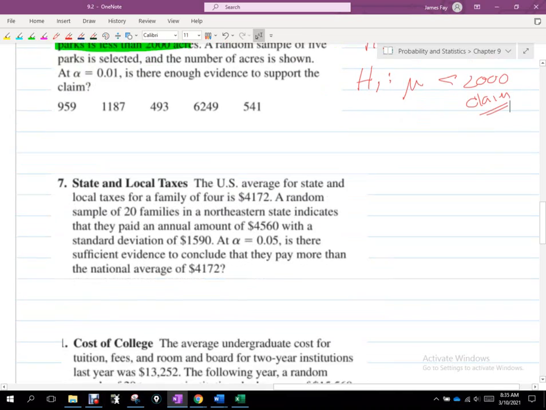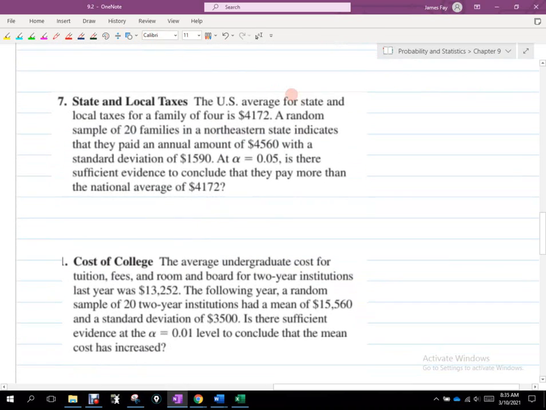Number 7 is a little bit different. It says the U.S. average for state and local taxes for a family of 4 is $4,172. When it says is, that is referring to what idea? Is that equality or inequality? Equality. So equality needs to go here.